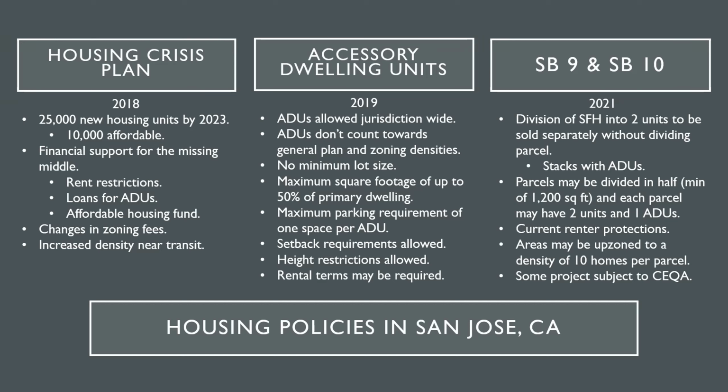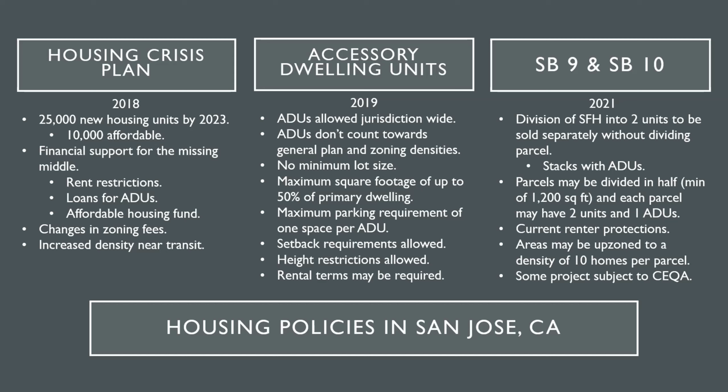ADUs in California must be permitted ministerially and allowed jurisdiction-wide. ADUs don't count towards the city's general plans or zoning densities. There is no minimum lot size for the addition of an ADU. ADUs may be up to 50% of the square footage of the primary dwelling. There is a maximum parking requirement of one space per ADU, which is waived depending on proximity to public transit. Jurisdictions are allowed to establish height restrictions, and there is a minimum rental term of 30 days to prevent the use of ADUs as short-term rentals like Airbnbs.